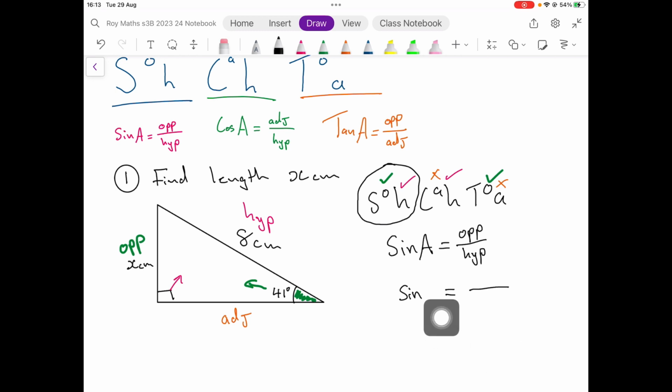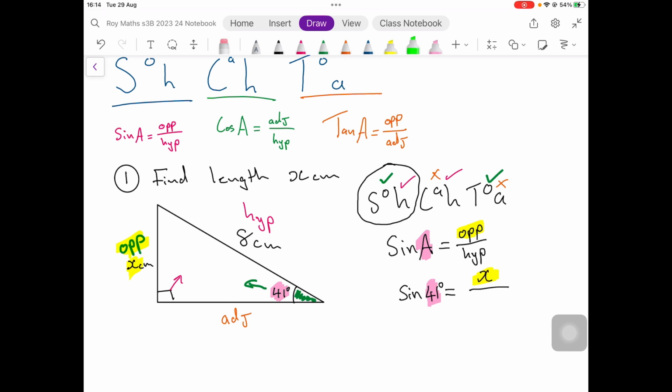Now, what is the angle here? In this question, this capital A for angle, the angle is 41. So in here, instead of writing A again, we're going to write 41 or 41 degrees. Now, what about the top of my fraction, the opposite, the value I need to write here? Well, let's go and see our labels. We labelled the opposite x. So that's the value that goes here.